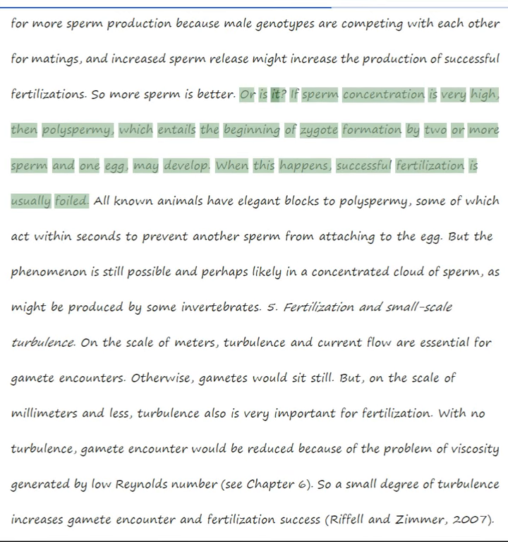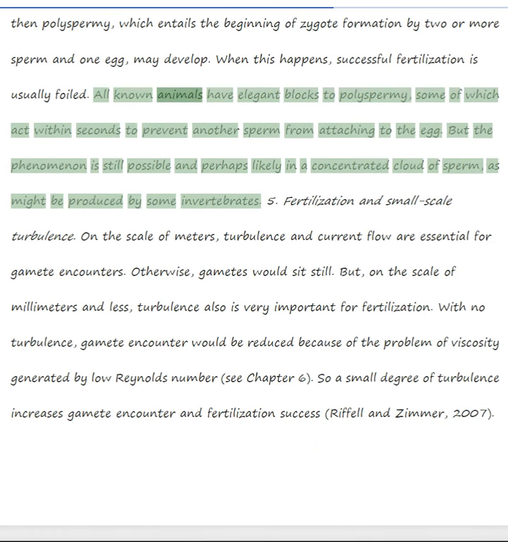Or is it? If sperm concentration is very high, then polyspermy, which entails the beginning of zygote formation by 2 or more sperm and 1 egg, may develop. When this happens, successful fertilization is usually foiled. All known animals have elegant blocks to polyspermy, some of which act within seconds to prevent another sperm from attaching to the egg. But the phenomenon is still possible and perhaps likely in a concentrated cloud of sperm, as might be produced by some invertebrates.